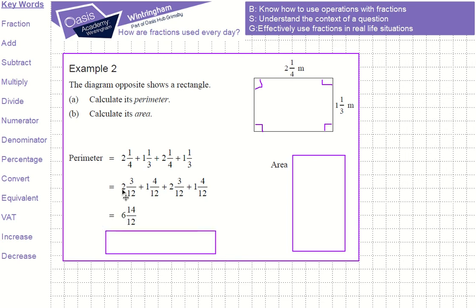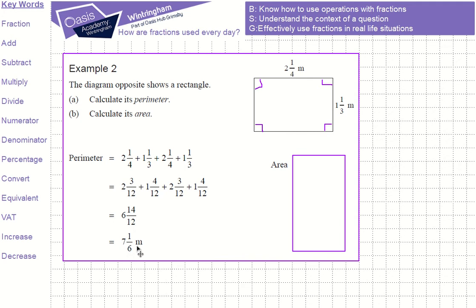And we can add together the integers. 2 plus 1 plus 2 plus 1 is 6. And altogether, how many 12ths have we got? So we've got 3 plus 4 is 7, plus 3 is 10, plus 4 is 14. So we can get 6 and 14 twelfths. And in total, we've got 7 wholes and 1/6.